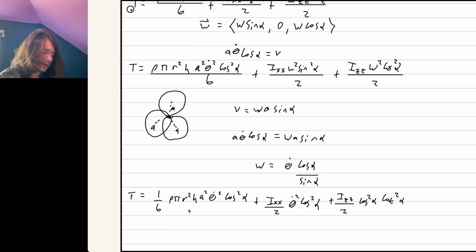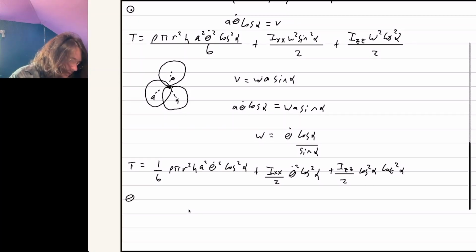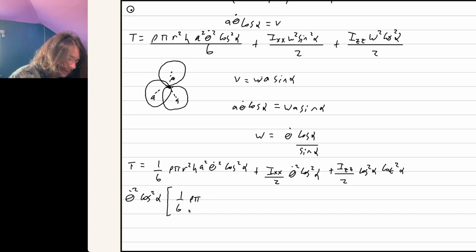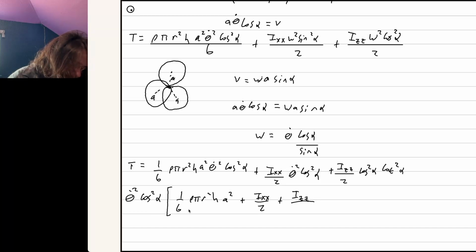Which means each of these have a factor of theta dot squared cosine squared. So we can just go ahead and take care of those. So theta dot squared cos squared alpha. It's 1/6 rho pi r squared h a squared plus Ixx over 2 plus Izz over 2 cotangent squared alpha. Cool, cool, cool.